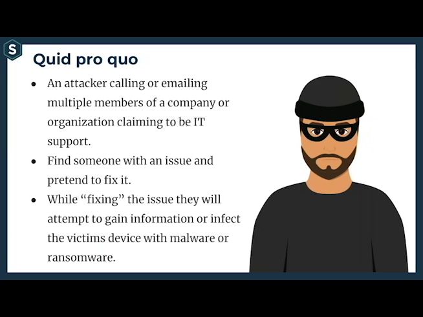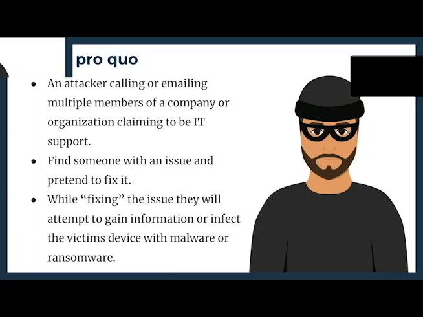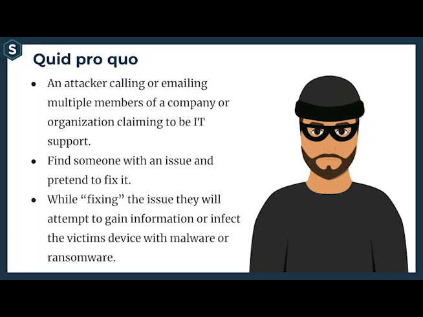Quid pro quo attacks. This type of attack involves an attacker calling or emailing multiple members of a company and claiming to be that company's IT support. Eventually, they will find someone that has an IT issue and they will begin to exploit that individual. Quid pro quo is the form of attack where they exchange something, or make a perceived exchange, with the victim. They may be trying to solve your problem by getting you to install remote access software to gain access to your device. Or through troubleshooting your issue, they will ask for personal information that they can then use to exploit.